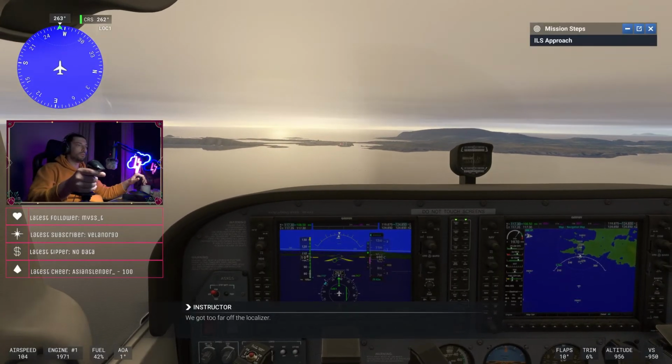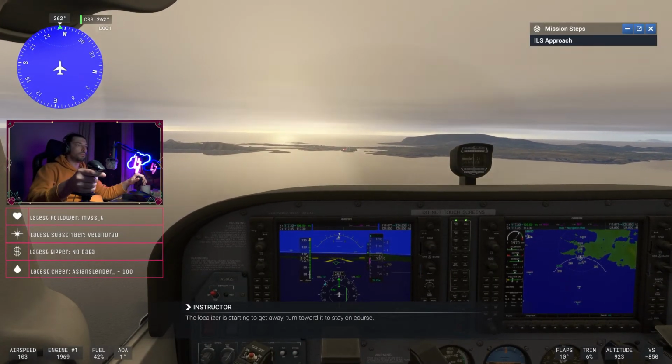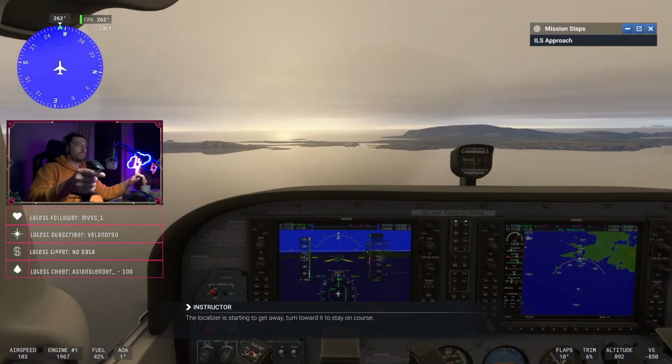You got too far off the localizer. The localizer is starting to get away. Turn toward it to stay on course.